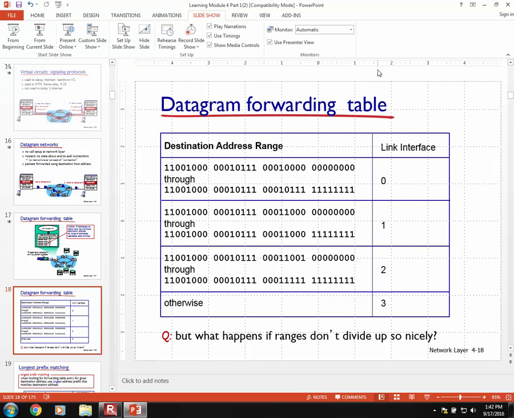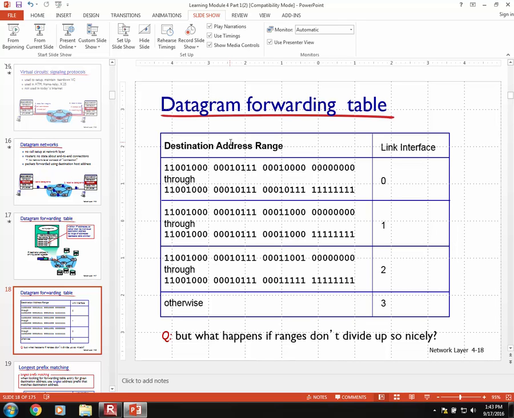Here is an illustration. We have a datagram forwarding table. Basically what we're trying to say here is for this particular address range, we want to go out this interface, and the next one we're going to go out this one, and the next one we go out this one. And for any of the addresses that don't fit into these ranges, we're going to go out this third interface. It's kind of an oversimplified way of looking at a network forwarding table, but this illustrates at a very high level what the forwarding table is doing.